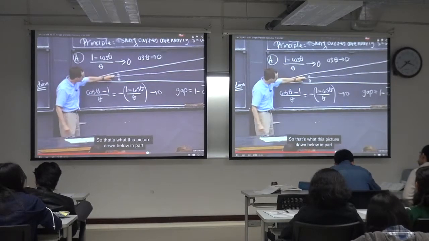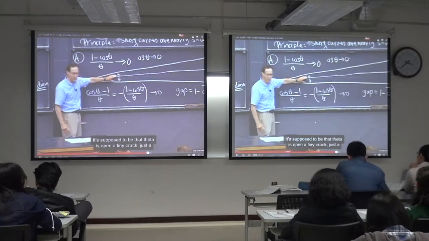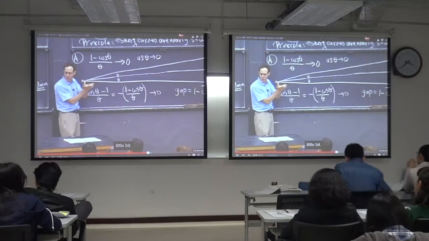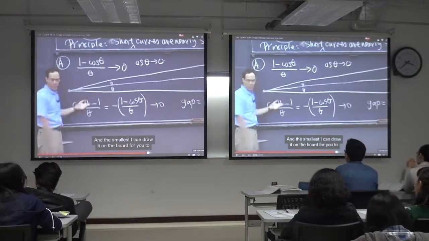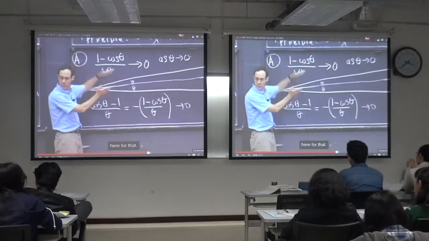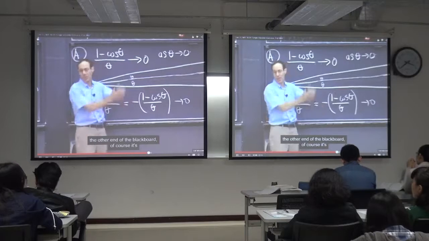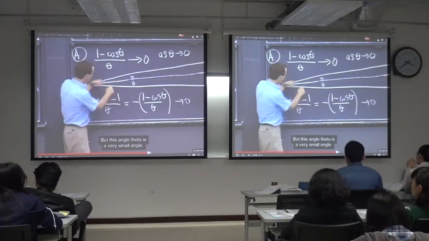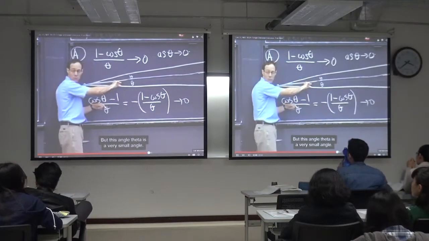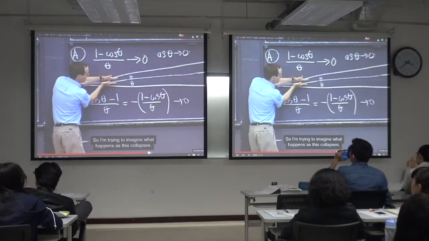So that's what this picture down below, part A, is meant to do. It's supposed to be that theta is only a tiny bit open, just a little bit. And the smallest I can draw on the board to visualize is using the whole length of the black for that. So I've opened a little tiny bit, and by the time it gets to the other end of the black, it's really wide. But this angle theta is very narrow, it's very small. Right? So I'm trying to imagine what happens when this collapses.